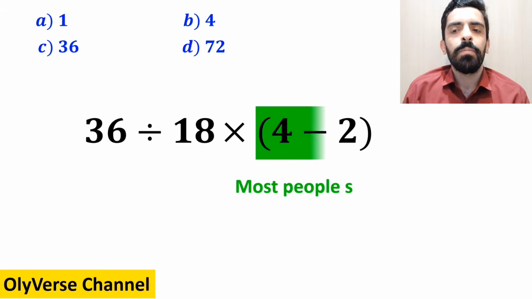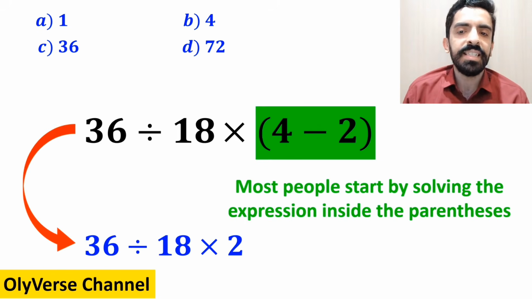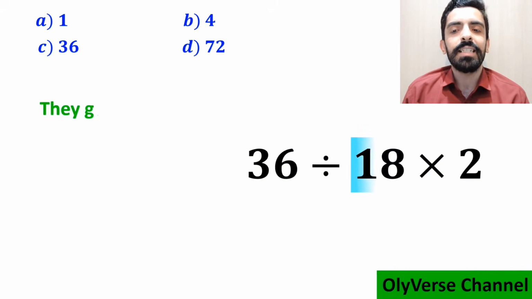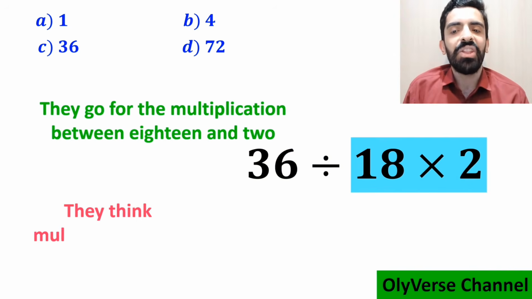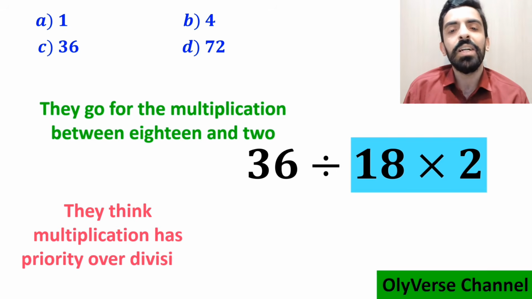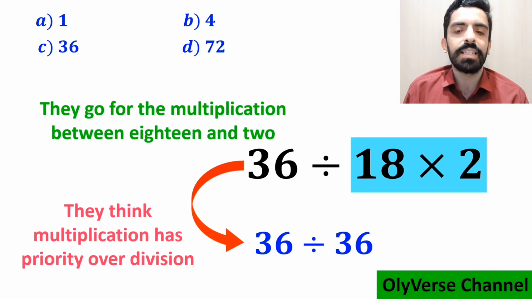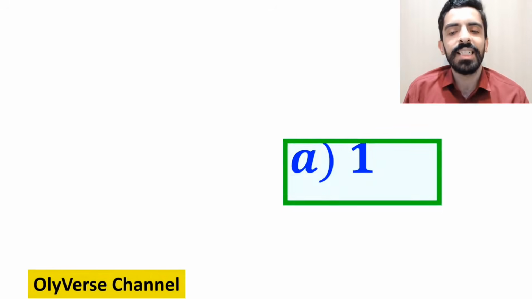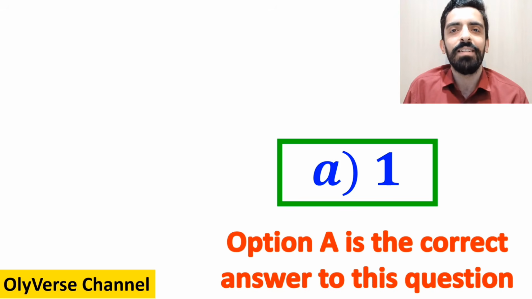In the first step, most people start by solving the expression inside the parentheses and replace it with 36 divided by 18 multiplied by 2. And the next step, they go for the multiplication between 18 and 2 because they think multiplication has priority over division. So, this expression simplifies to 36 divided by 36, which finally gives them the answer 1. And immediately, they quickly say that option A is the correct answer to this question.